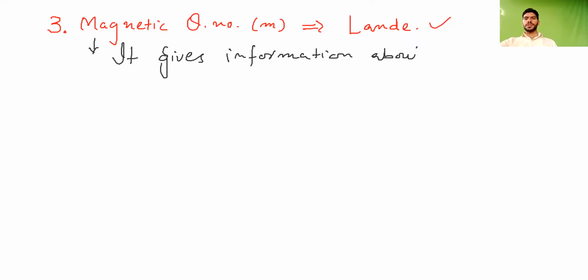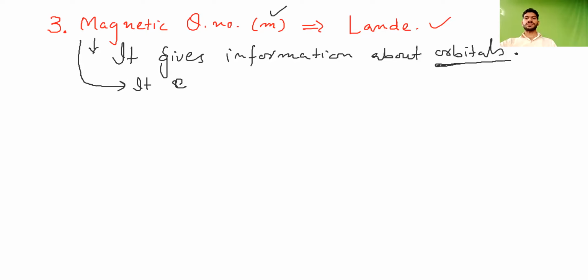It gives information about orbitals, right? I have told you what an orbital is. I told you that it is the 3D space around the nucleus where the probability of finding an electron is maximum, correct? Okay, so this magnetic quantum number, its value is represented by m, right? And what it explains is the splitting of spectral lines.